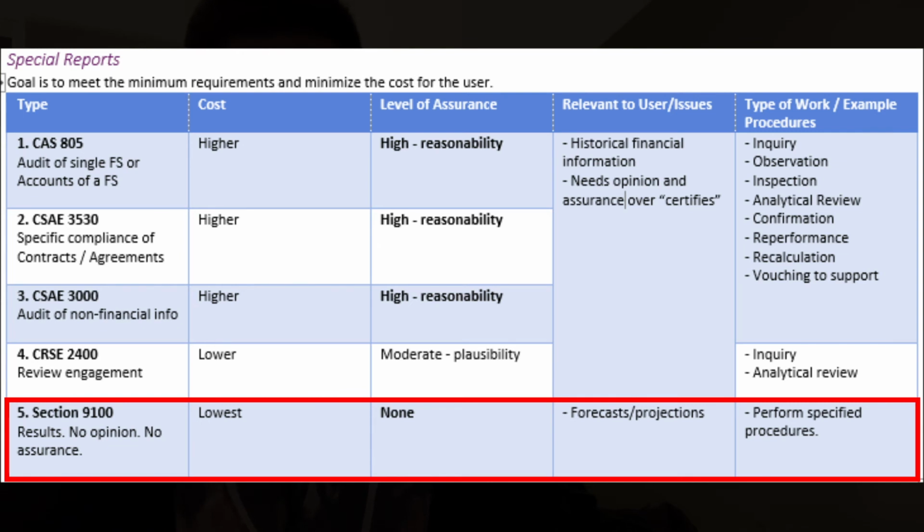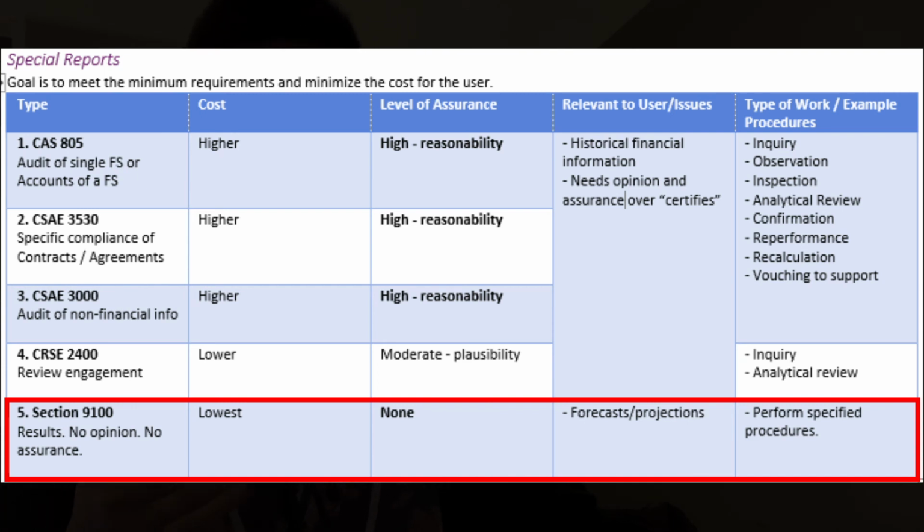You need to discuss the specific requirements with the user, for example, a bank or lawyers needing the comfort to perform the specified procedures they require, allowing the users to input into the procedures performed to focus on areas that they are most concerned with. Again, section 9100, there's no opinion, but the procedures performed would be outlined in the report and the results of the procedures.